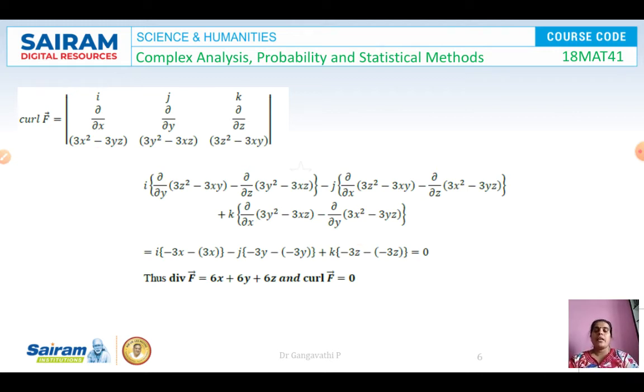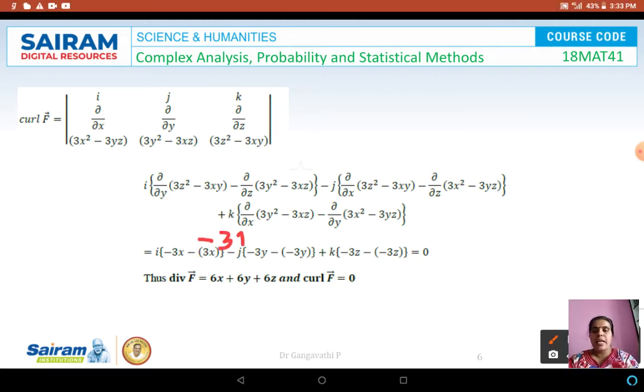So now let us perform the partial differentiation wherever it is asked. ∂/∂y of this. So 3z² becomes 0 because the partial differentiation is with respect to y. So partial differentiation of this is −3x. We have written it. Minus, differentiation, partial differentiation is with respect to z. So 3y² acts as a constant and differentiation of that becomes 0, and differentiation of the other term is −3x. So we get −3x. And inside the bracket also we have got a minus. So it is −3x.